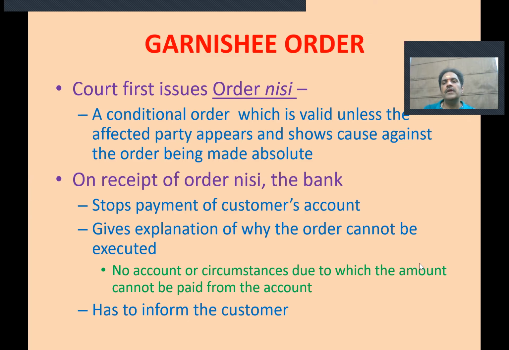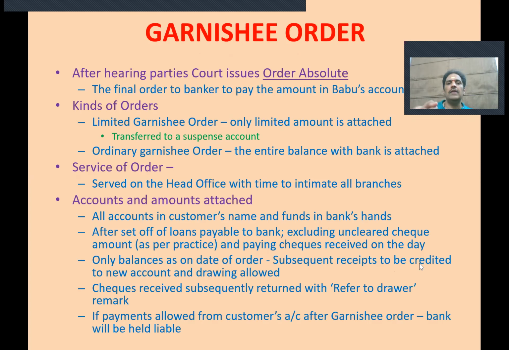So this kind of explanation why the amount cannot be paid will be given by the bank. And in other instances, it will also be informed to the customer, saying that this money is going to be utilized. So you better be cautious, or you make the payment of the decree. Once this explanation is given, after hearing the parties, the other order that can be given is an order absolute. So once the order absolute is given, after an order nisi is passed and the explanation is heard, the final order is to the banker to pay the amount in Babu's account.